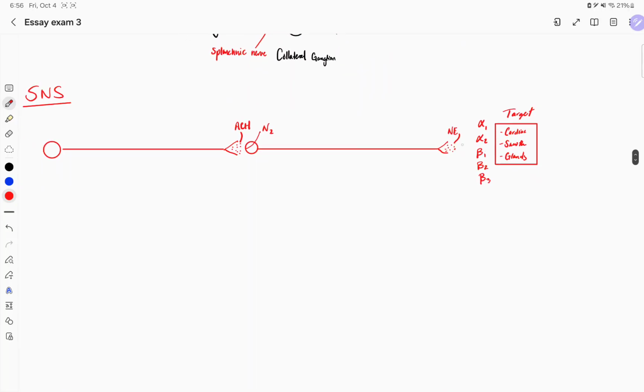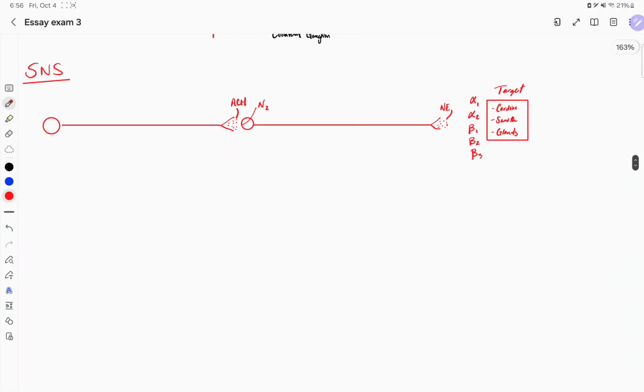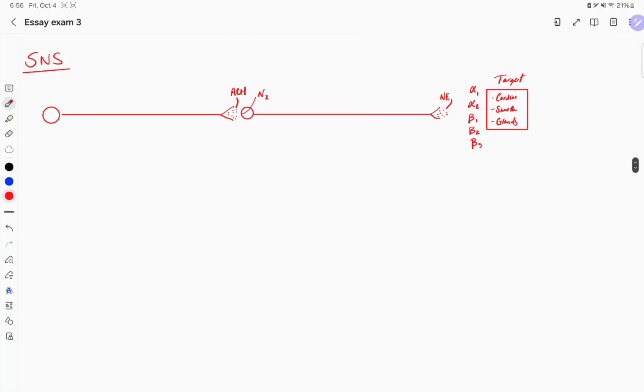So those receptors respond to norepinephrine and cause a response in those target effectors. We'll talk a little bit more about that as well in just a moment.